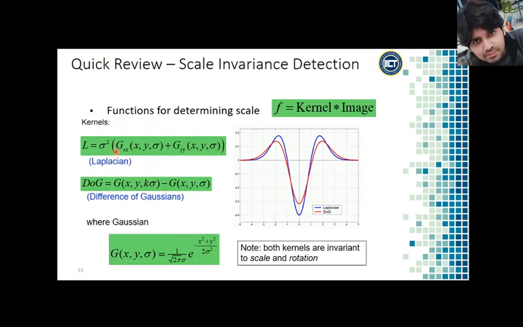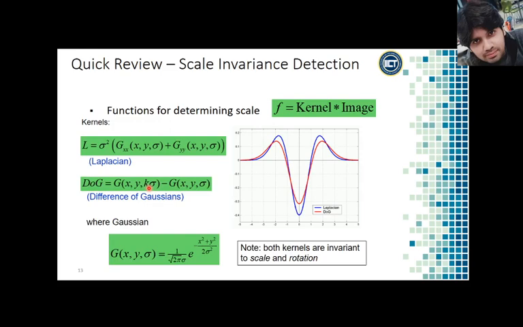So basically, the Gaussian function here in Laplacian is applied in x direction and y direction with respect to multiple scales, which is represented by this sigma value. And the difference of Gaussians takes multiple scales, and it performs a difference between the previous version of the scale and the new version of the scale.